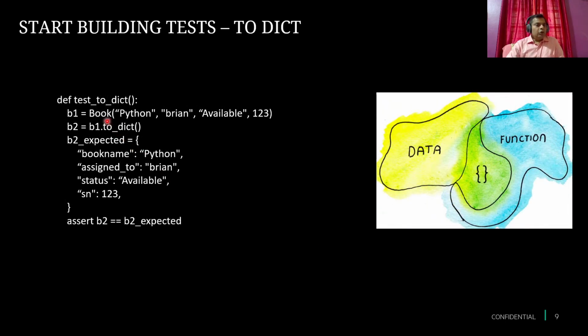Reverse of this method, to_dict. We have the method to convert the book to a dictionary. So we are creating one book, we got the book object, and from this book object we are converting the object to a dictionary. So now we have b2, a dictionary converted by our method to_dict. Now we are initializing another expected dictionary, and then we are comparing that b2 and b2_expected should be the same.